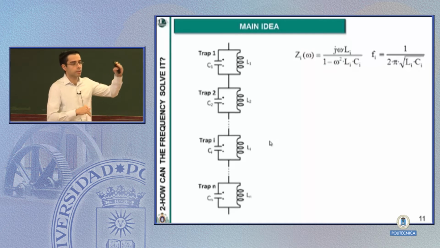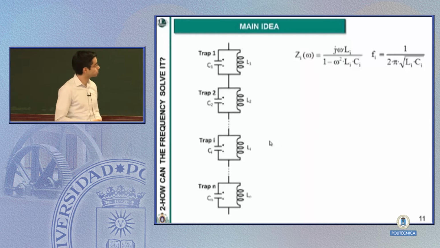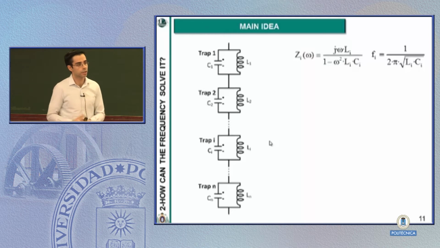Now let's connect several of these traps in series, and let's choose the resonant frequency of each trap in such a way that they are not equal between two traps.